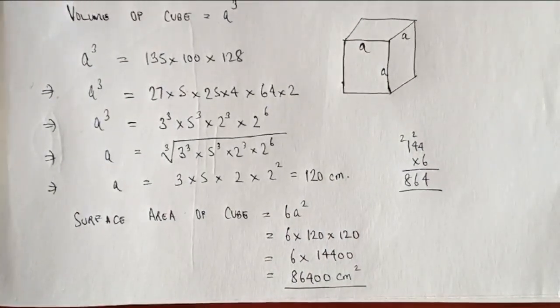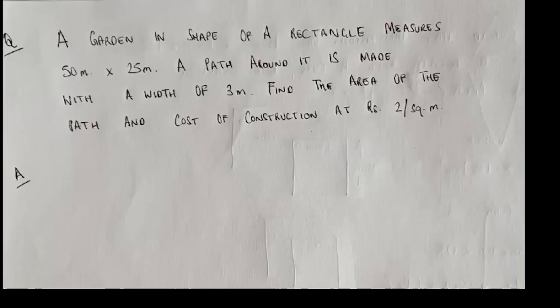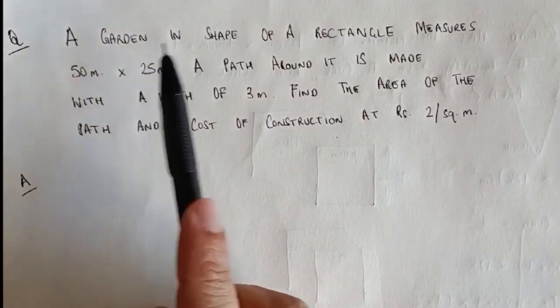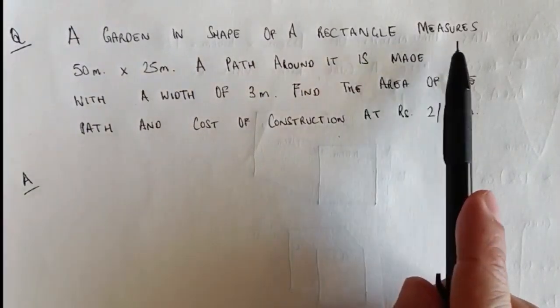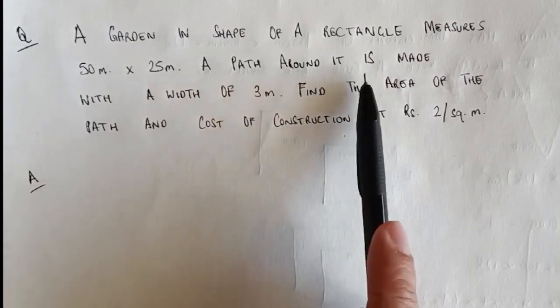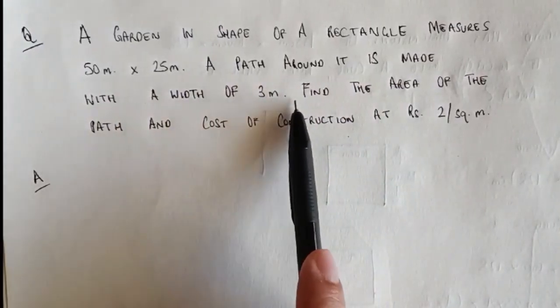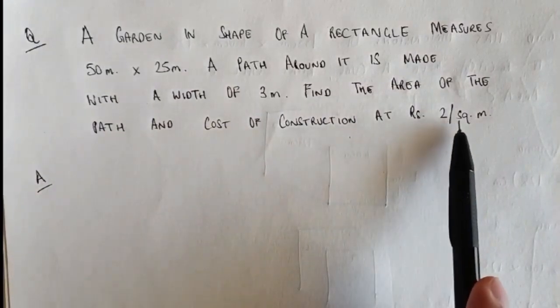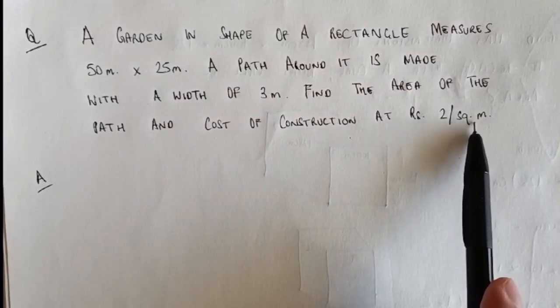Okay, moving on to our next problem. Our second problem is like this. There is a garden in the shape of a rectangle. This measures 50 meters by 25 meters. A path around it is made with a width of 3 meters. Find the area of the path and the cost of construction at rupees 2 per square meter.